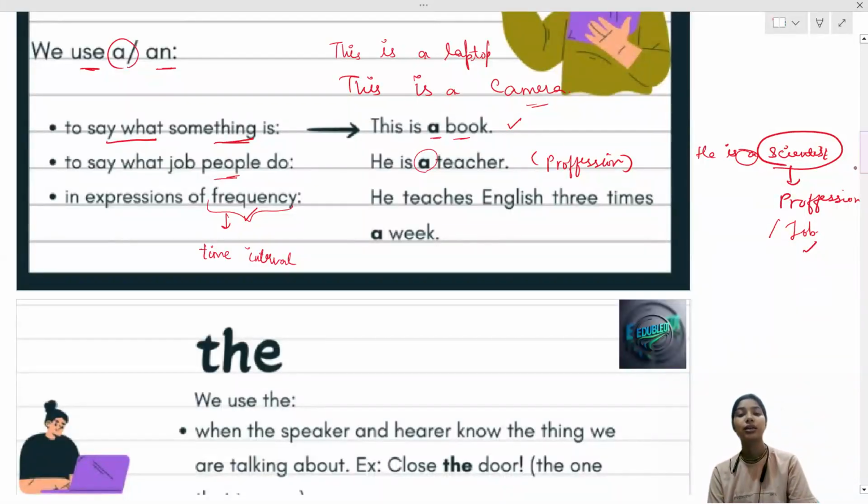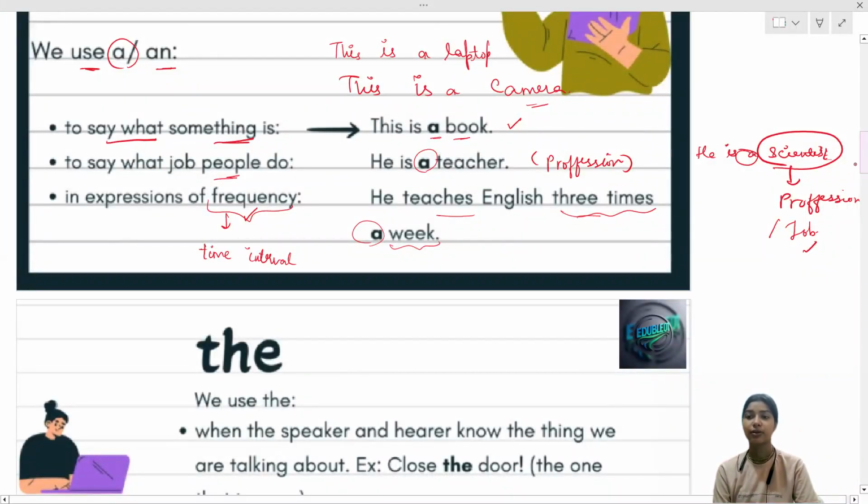So here, he teaches English 3 times a week. So week and the 3 times is the time frequency, the time interval in which the teacher teaches English. So why are we using a? We are telling the frequency, the expression of time interval, right? Okay.